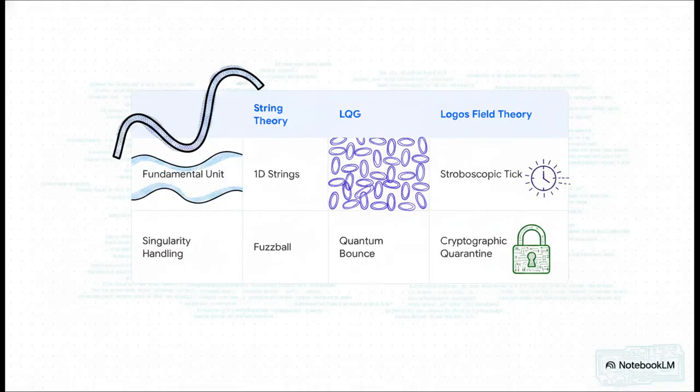To really grasp how radical of a shift this is, we kind of have to compare it to the theoretical heavyweights we're already familiar with. With string theory, your fundamental unit is a one-dimensional string vibrating on a smooth manifold. Loop quantum gravity? That relies on relational loops to weave a discrete fabric of space-time. But Logos field theory? It completely throws that paradigm out the window. The fundamental unit here isn't a physical object whatsoever. It's a stroboscopic tick of time, clocking in at exactly 42.24 nanoseconds. And instead of physicists agonizing over how to handle singularities with fuzzballs or quantum bounces, LFT just handles them with a cryptographic quarantine. We aren't talking about quantum mechanics anymore, folks. We are talking about literal computing.